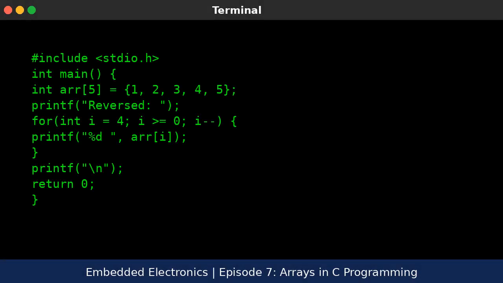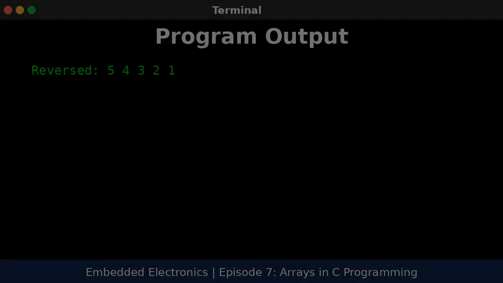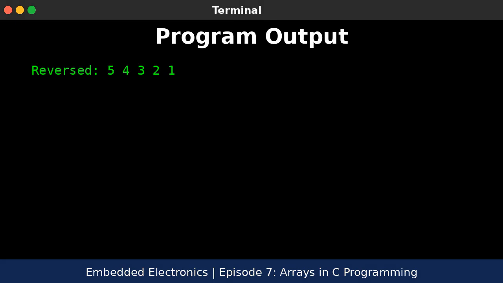This example prints array elements in reverse order by starting from the last index and moving backward. The output of example 4, reverse an array, is as follows: reversed 5 4 3 2 1.